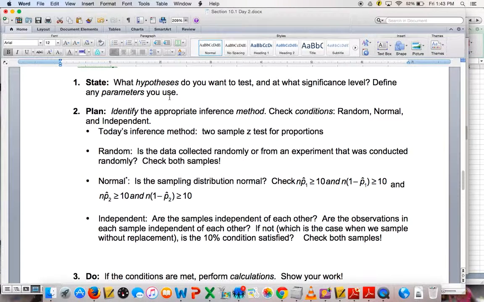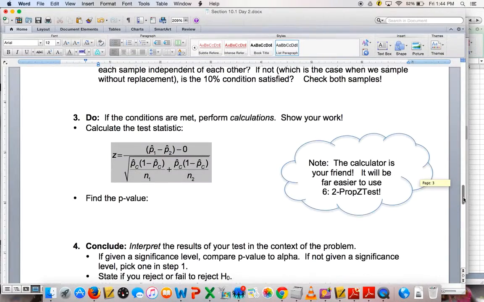So you're stating what you're doing, checking your conditions, your two sample z-test for proportions, the random check, still check that. The normal check, there's a little note here, and I will talk about this again. If you remember, when we were doing one samples, we would look at n times p greater than or equal to 10, and n times 1 minus p greater than or equal to 10. Remember, we switched that condition from the confidence interval and hypothesis test when we were doing one sample. So technically here we should switch the condition as well.